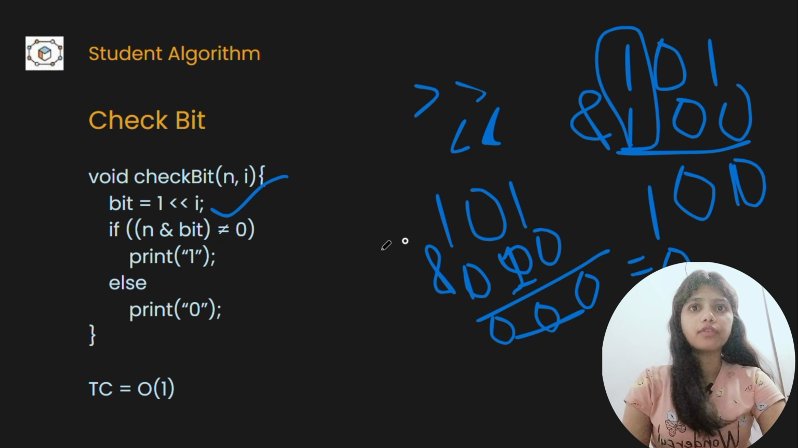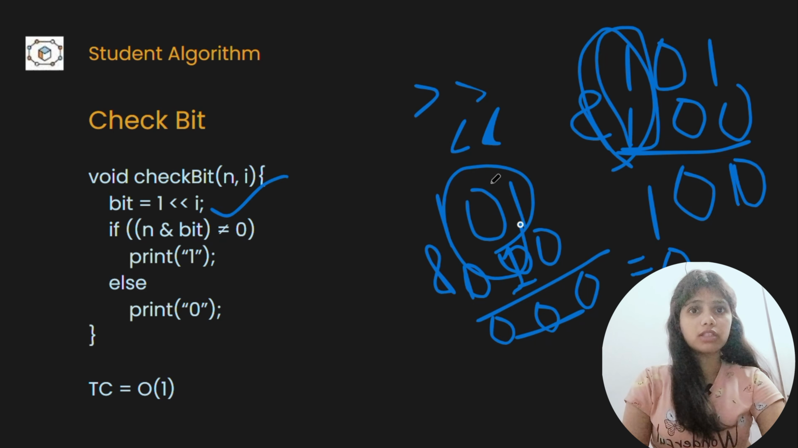So if I have a 1 at that particular bit position, the result won't be 0, but if you perform AND with 0 at that position, it results in 0. That's why if you perform the left shift, we will be checking n AND that bit position. If it is not equal to 0, we need to print 1. If it equals 0, then we'll be printing 0. Okay, so this is all about the check bit.